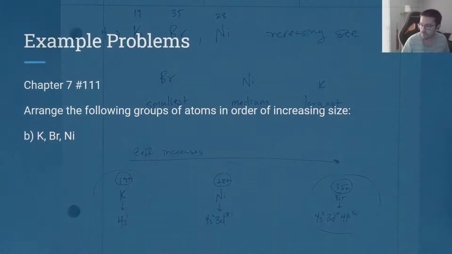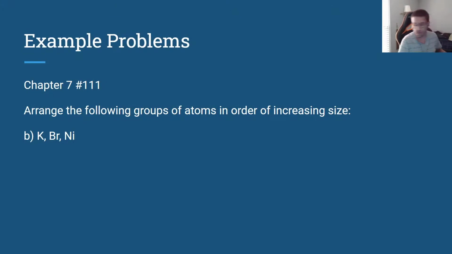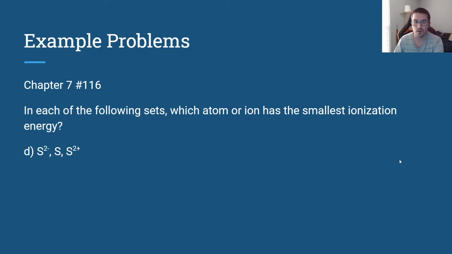Let's go back to the slides and see if we can take a stab at the second question. All right, so on to number 116 in Chapter 7. In this particular set, which atom or ion has the smallest ionization energy? So we have a -2 sulfur ion, a neutral atom of sulfur, and then a +2 sulfur ion.